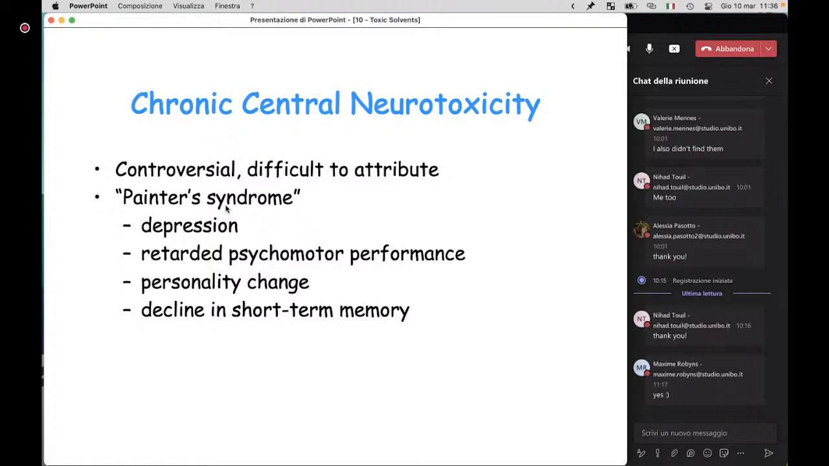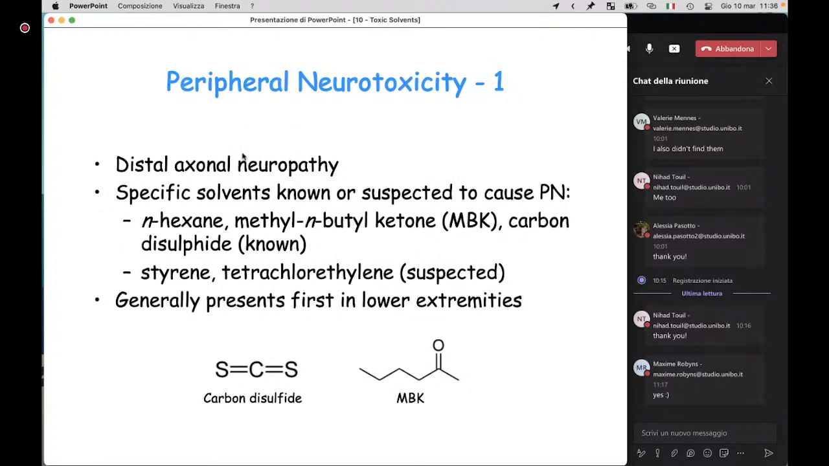This also peripheral neurotoxicity. So we have a neuropathy, so problems in neurotransmission in the periphery, in particular in the movement of extremities, first in the lower and then in the upper limbs. We know that some solvents are surely causing this. For example, normalhexane, methylbutylketone, carbon disulfide are surely involved in peripheral neurotoxicity, and some are suspected of being, like styrene and tetrachloroethylene, but the names are not important.